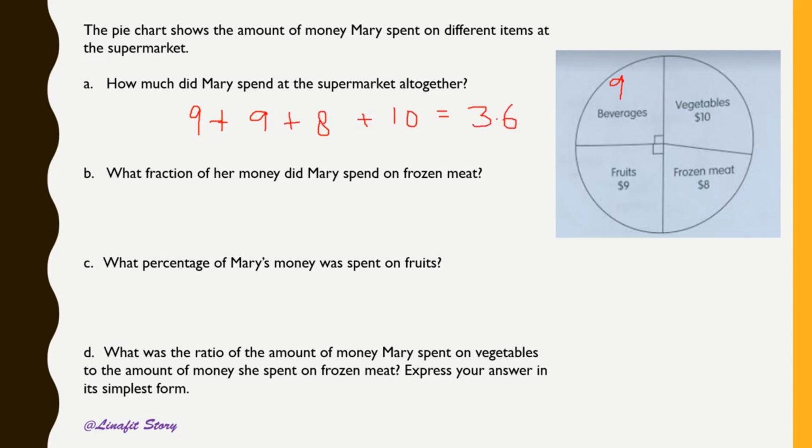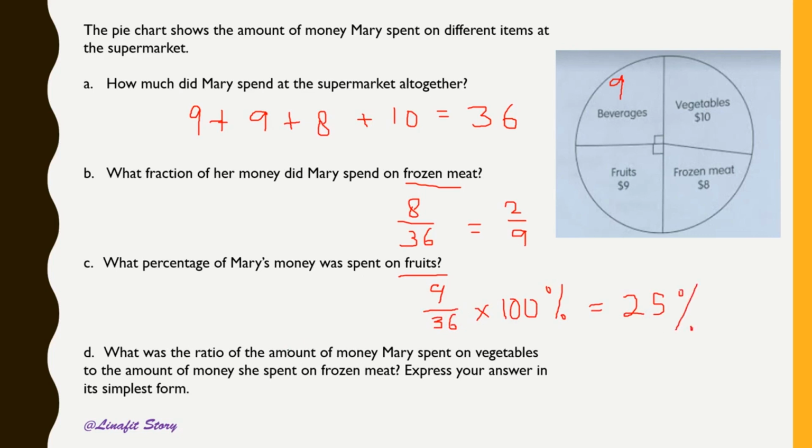B. What fractions of her money did Mary spend on frozen meat? So 8 out of the total, 8 out of 36. Don't forget to write the answer in its simplest form, 2 out of 9. C. What percentage of Mary's money was spent on fruits? So 9 out of the total, 9 out of 36 times 100%. The answer is 25%.